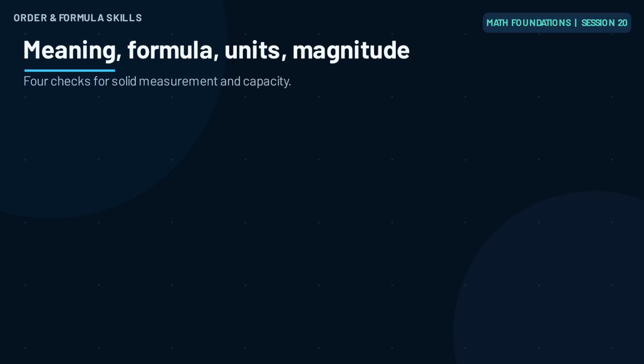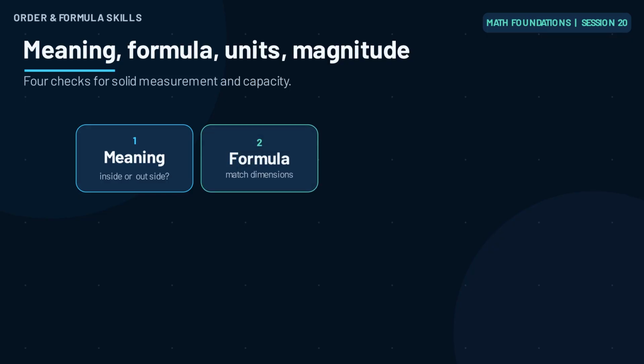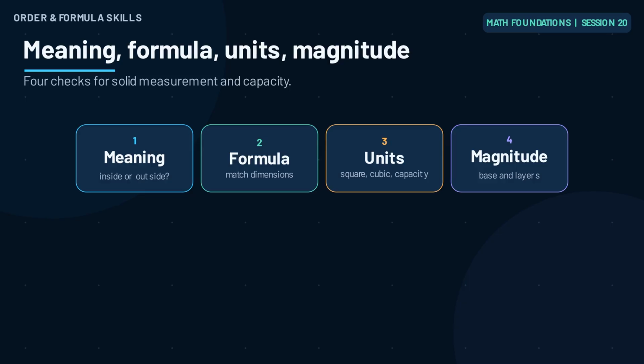Use 4 checks for volume, surface area, and capacity. Name inside space, outside coverage, or amount held. Choose the formula whose dimensions match that target. Track square, cubic, or capacity units through the work. Estimate from base area, layers, or benchmark conversions.